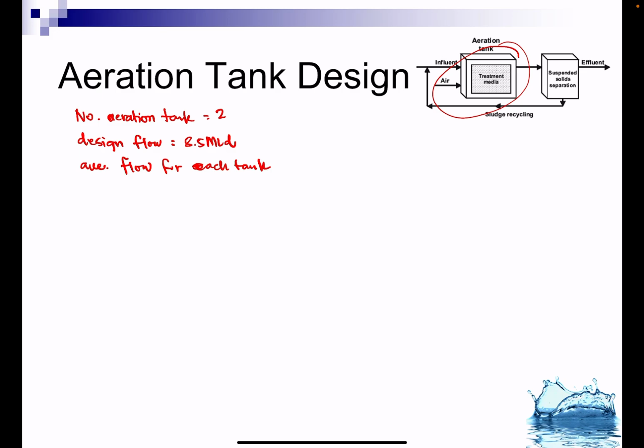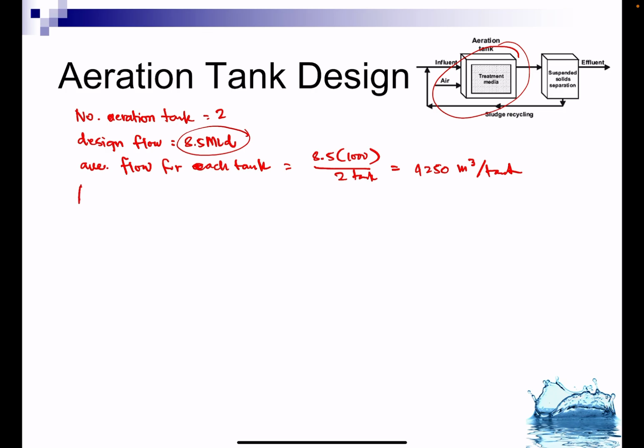Or if you're to convert 8.5 MLD to cubic meters, that's times 1,000. So you get 8.5 times 1,000, divided by 2 tanks. So the flow for each tank is around 4,250, almost 4,250 cubic meters per tank. Take note that this is for computation purposes. It depends on what you assumed as your design flow from the start.